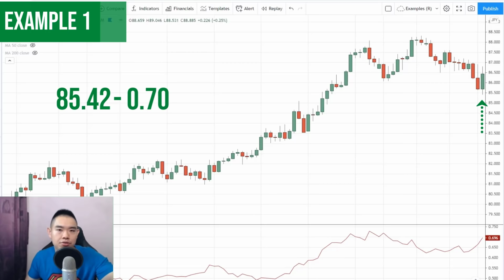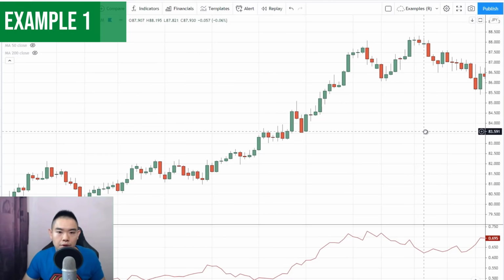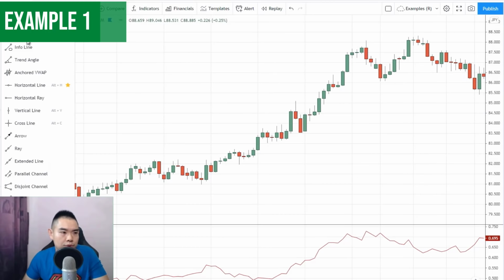That gives me, okay, trusty calculator is here, 85.42 minus 0.7, that gives me 84.72. That is my stop loss level on this trade. So let's say the market opens on the next candle open, over here. Let me just share with you where I will set my entry, stops, and exits, okay?